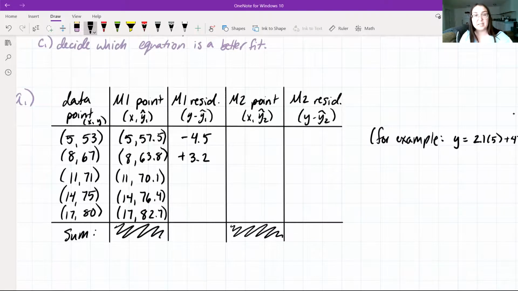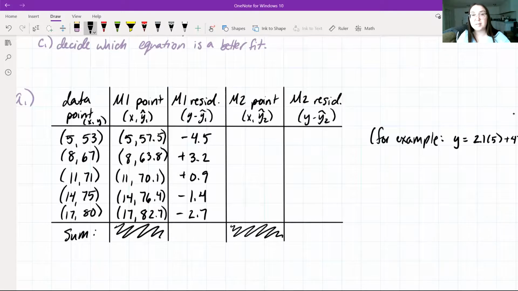Then we're going to take 71 and subtract 70.1. This will give us positive 0.9. Then for x equals 14 here, we're going to take 75 and subtract 76.4. So that's going to give us a negative 1.4. And for that last value there, we're going to take 80 and subtract 82.7. And this will give us a negative 2.7.